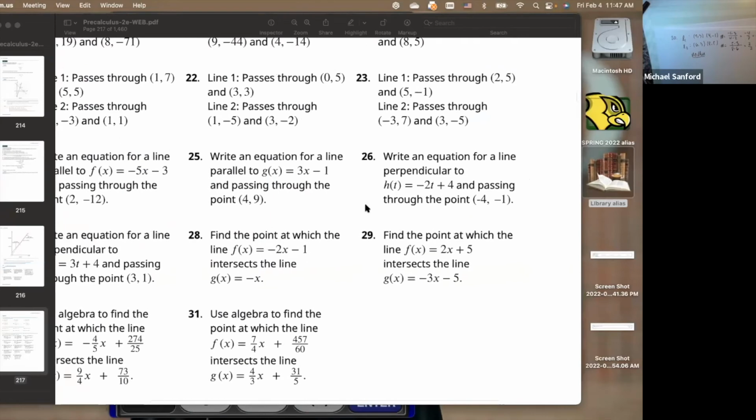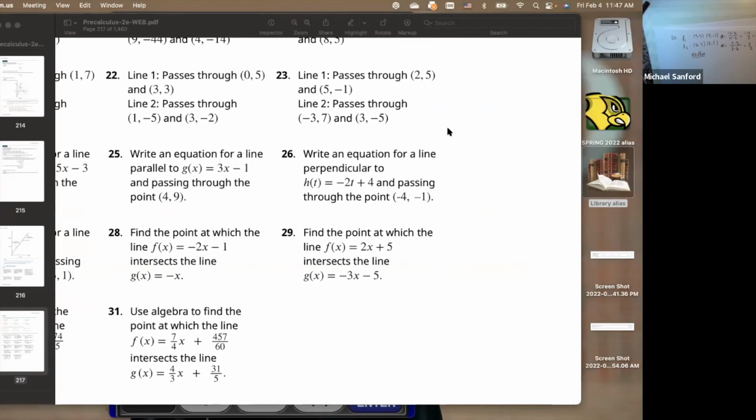All right, let's try 26. It looks different. Write an equation for a line perpendicular to h of t equals -2t plus 4 and passes through -4, -1.